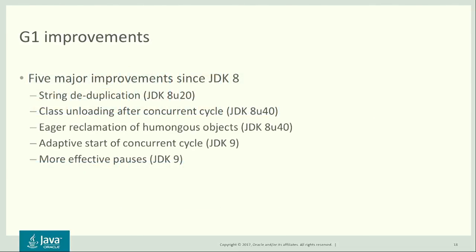There have been a number of significant improvements in G1 since JDK 8. There are numerous changes, but 5 significant improvements are string deduplication, class unloading after a concurrent cycle, eager reclamation of humongous objects, adaptive start of a concurrent cycle, and more effective pauses. More detailed information on each of these is available in the release notes and tuning guides for their respective releases.